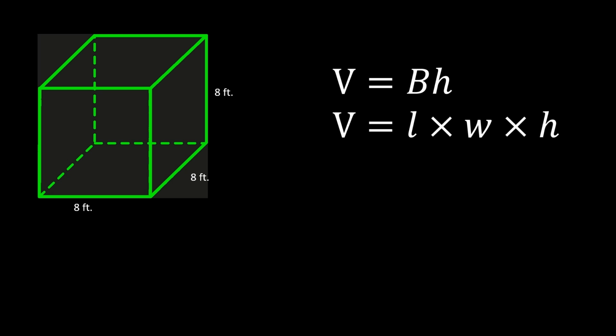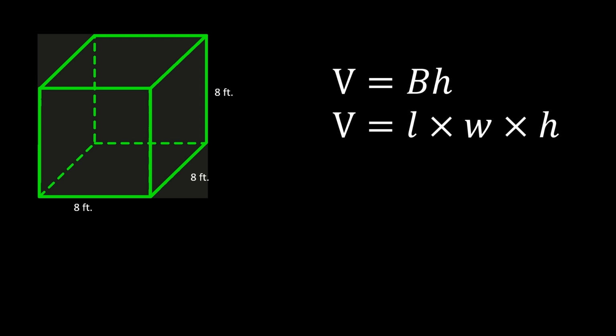In this example, our rectangular prism is actually a cube. You can tell it's a cube because all of the side lengths are the same. They're all 8 feet. But we're going to calculate our volume using the same formula as we used for a rectangular prism. Volume equals area of the base times the height. And we know that area of the base is length times width. So we can use the formula volume equals length times width times height to calculate the volume of our cube.